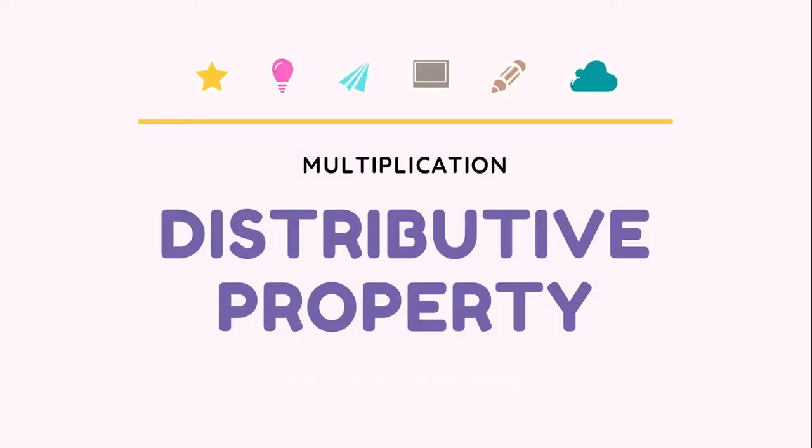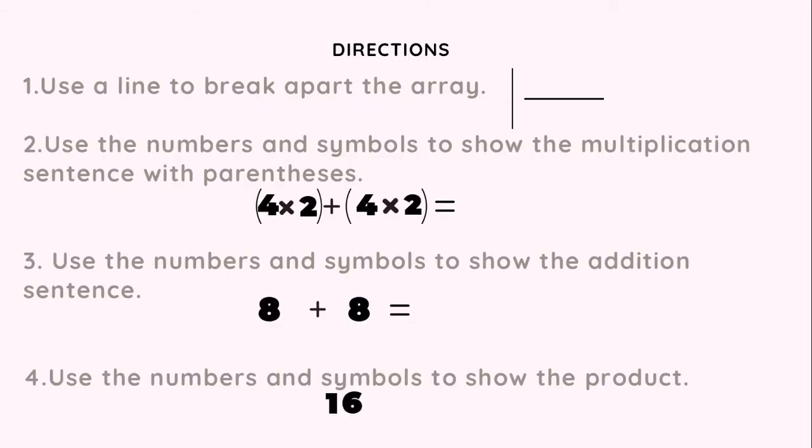Today we are going to continue to discuss the distributive property. So when we are doing the distributive property, what we first need to do is use a line to break apart the arrays. In this case, I outlined it with red for each problem. Then you need to use the numbers and symbols to show a multiplication sentence with parentheses.